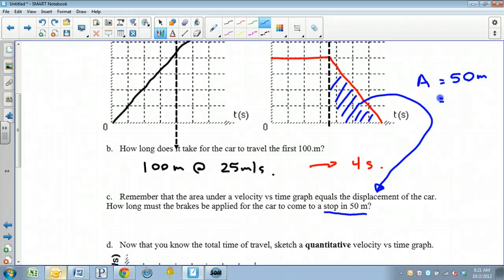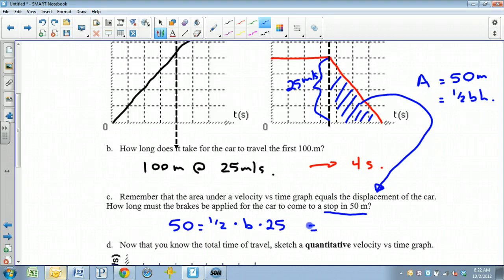This is a triangle, so our area is 1/2 base times height also. And we don't know how big the base is, but we do know how big that height is, because this constant velocity here is 25 meters per second. So really what we're saying is that 50 has to be equal to 1/2 our base times 25. And when you do the math out there, you should get that our base is equal to 4, which means that our time is equal to 4 seconds.